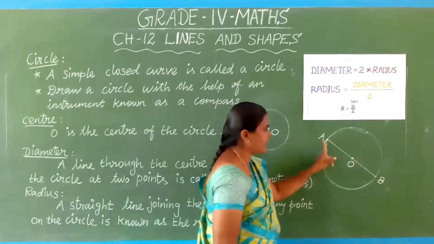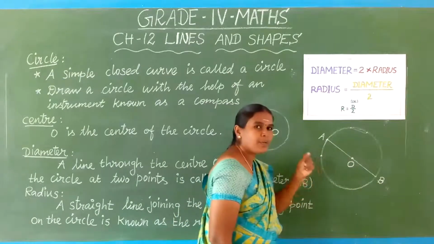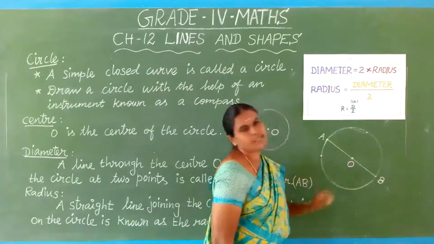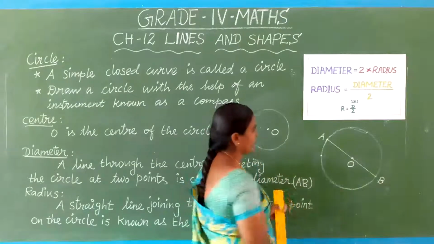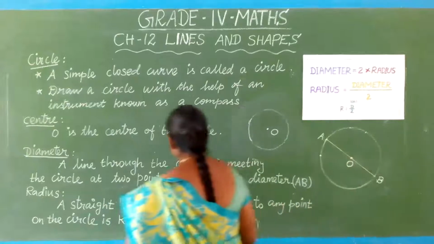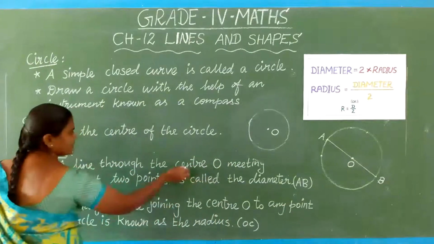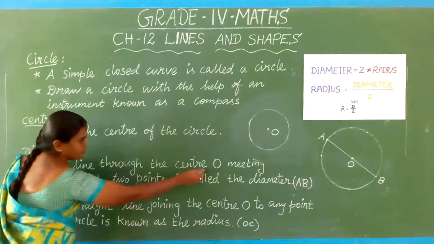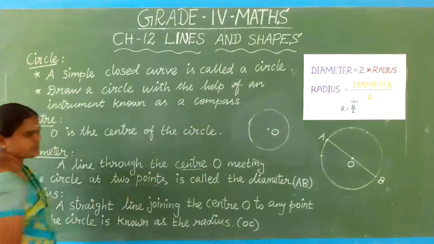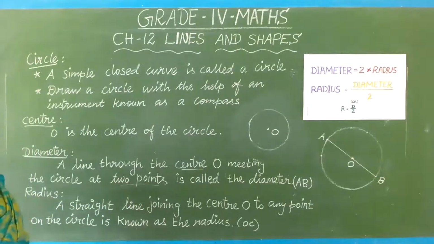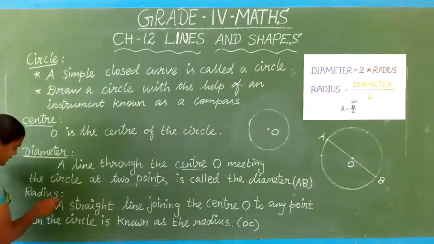Diameter means take any 2 points. The very important words are passing through the center. That is called diameter. So passing through the center, 2 points. This is called diameter.